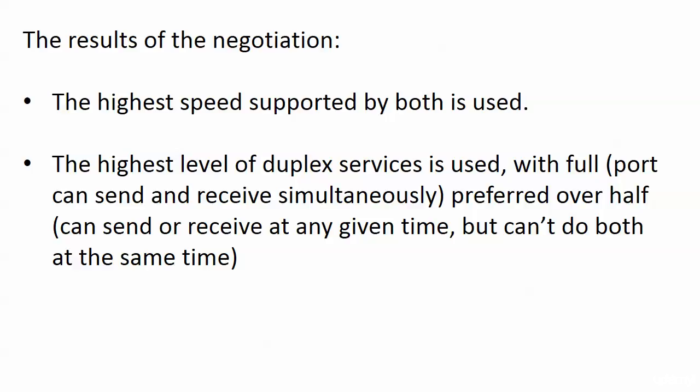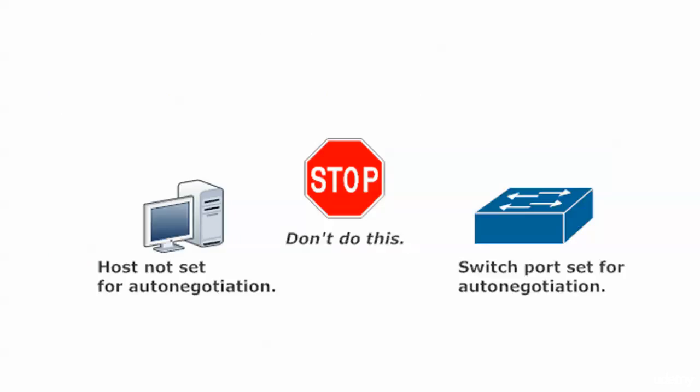Now, when it comes to the duplex setting, full is always going to be preferred over half. Full duplex means ports can send and receive simultaneously, and they also avoid that CSMA/CD process we talked about in an earlier video. Half duplex is where a port can send or receive at any given time, but it can't do each simultaneously, and it's going to have to go through CSMA/CD. So that obviously is why we prefer full over half.